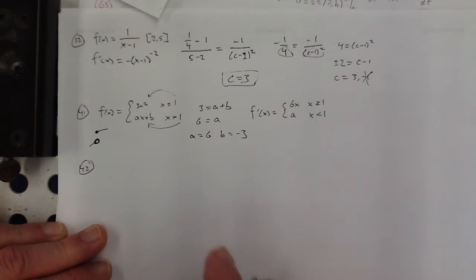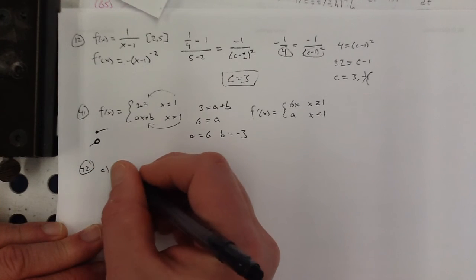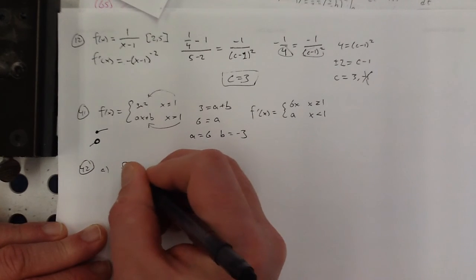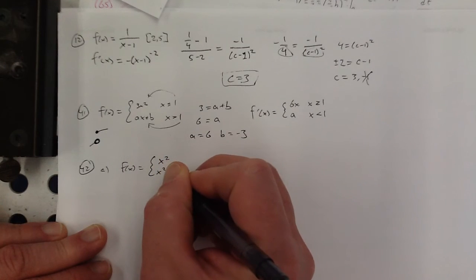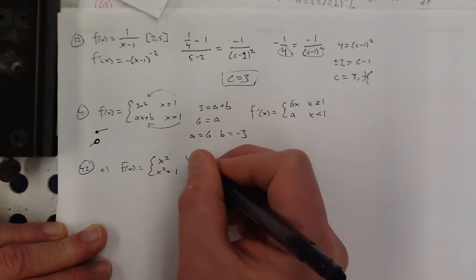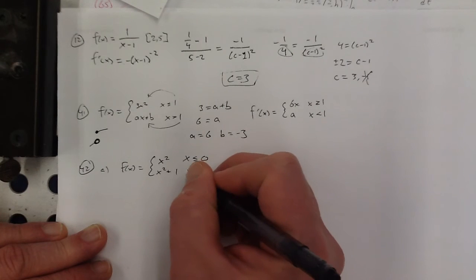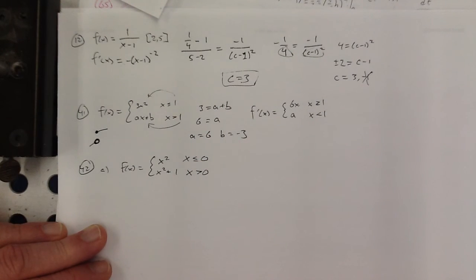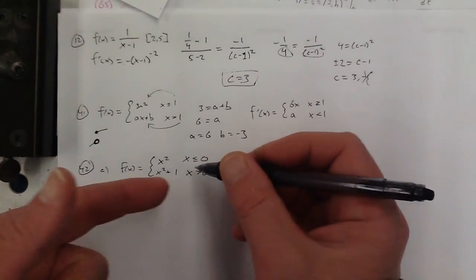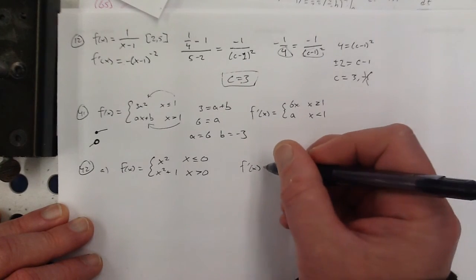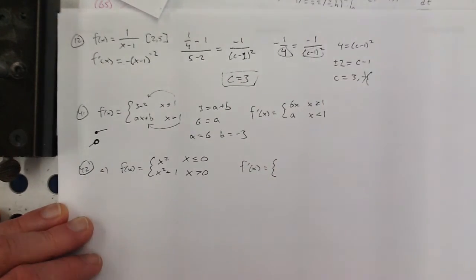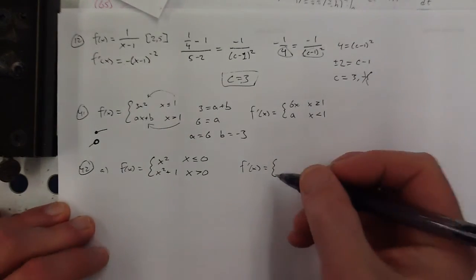We've got a part A and B. Part A, we've got a piecewise function where f of x is equal to x squared and x squared plus 1 on opposite sides of 0. And we want to show that the derivatives are both approaching the same thing, but that f prime of 0 does not exist.